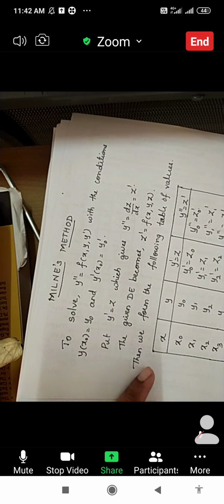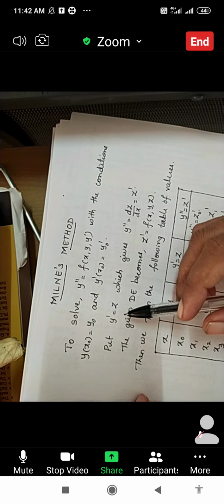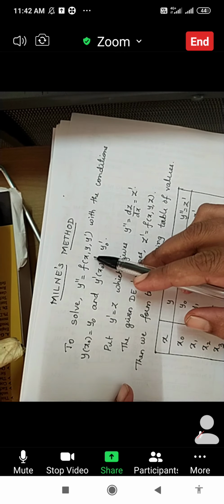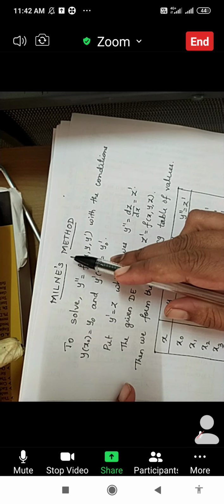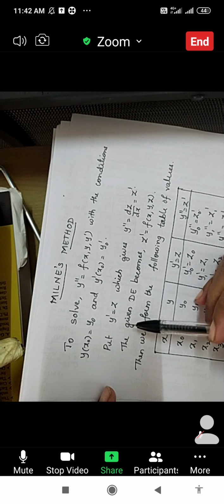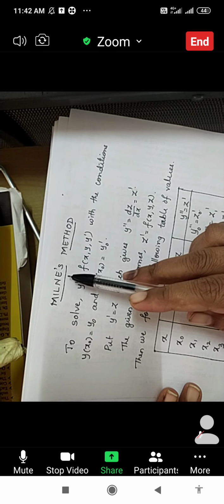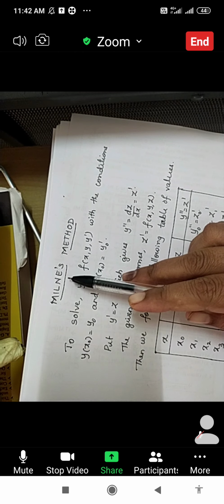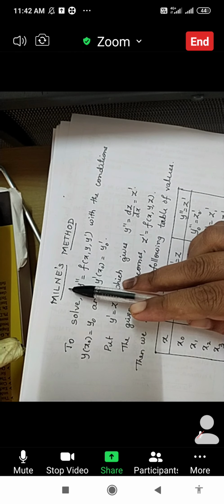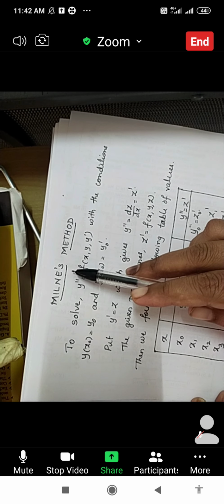Let us see the next second method in module 5, which is to solve a second order differential equation by Milne's predictor corrector method. Now here, the change in Milne's predictor corrector method, you know that you want one differential equation along with how many conditions? There should be four. Correct? Four initial conditions should be there.